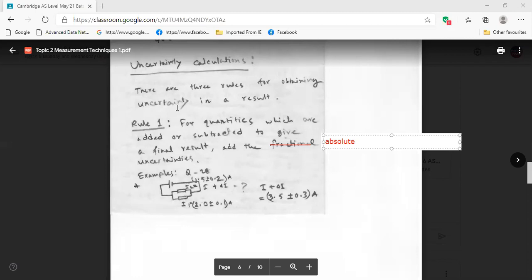You see it on the screen, and please write it. Write today's date and write this heading: uncertainty calculations. And there are three rules to calculate uncertainty. Rule 1 is written here. Can you read, please? Rule 1: for quantities which are added or subtracted to give a final result, add the absolute uncertainties. Okay. So in our previous class you got two types of uncertainties. One is absolute uncertainty.